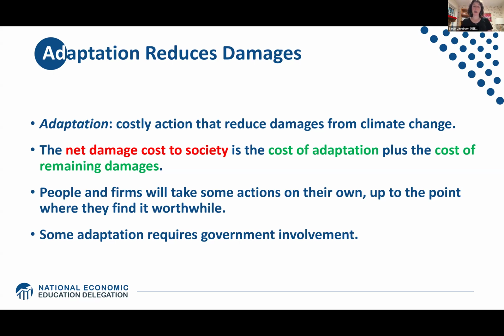Adaptation is costly action that we take to reduce the damages that we're feeling from climate change. And so when we're thinking about the cost of climate change, we have to consider both the damages that we face and also the adaptation costs that we incur. They're both important. And we're going to talk about some costs of adaptation that people and firms are going to be taking on their own. Some are going to be related to government involvement.